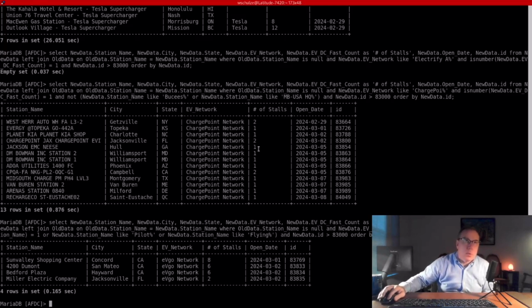The ChargePoint crazy build, and if you look at these numbers, man, they do 29th, 1st, 2nd, 2nd, 2nd, 5th, 5th, 5th, 7th, 7th, 7th, 8th. So ChargePoint is definitely on their game right now.